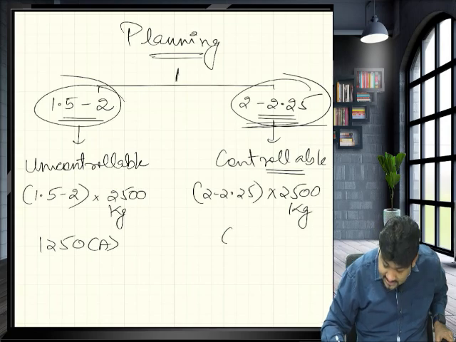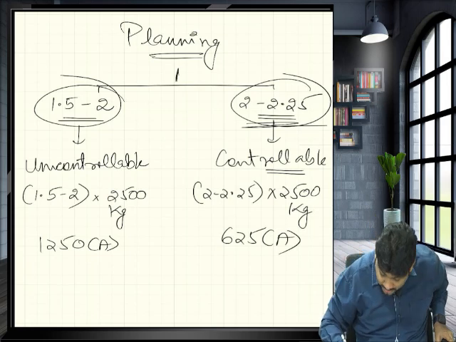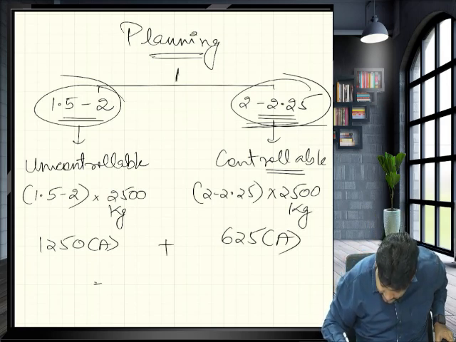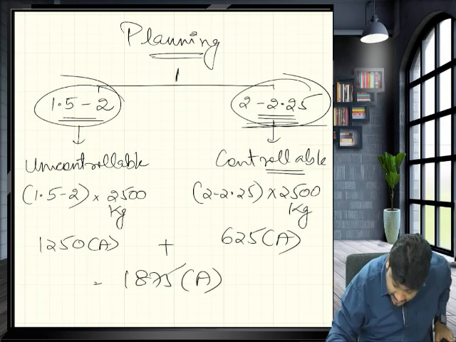0.25 into 2500, it is how much? 625. Good or bad? Bad, because we have paid more. So total is how much? 1875. Good or bad? Tell me.